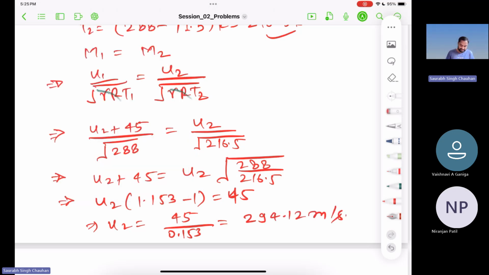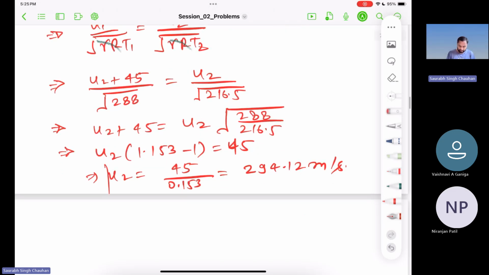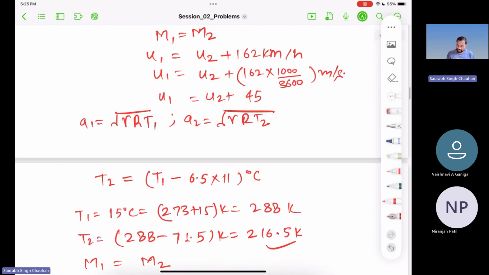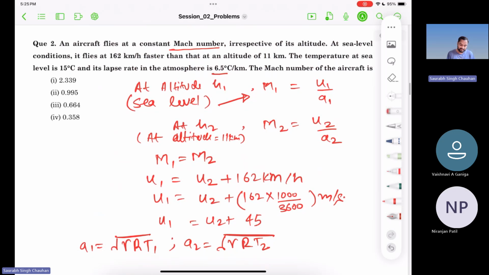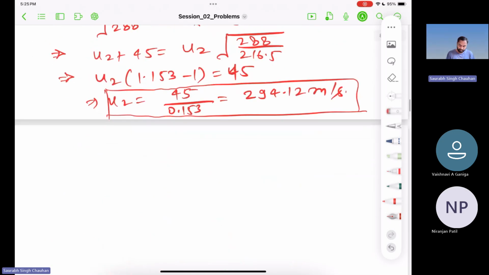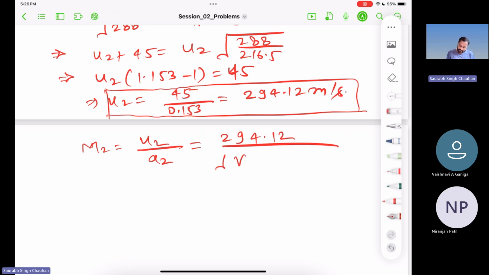So this is the speed of the aircraft at an altitude of 11 kilometers. And you can calculate the speed at sea level as well. But what we have to find is the Mach number. Since the Mach number is constant, M1 is equal to M2. So the Mach number will be equal to U2 by the speed of sound A2, right? So 294.12 divided by under root gamma R T2.